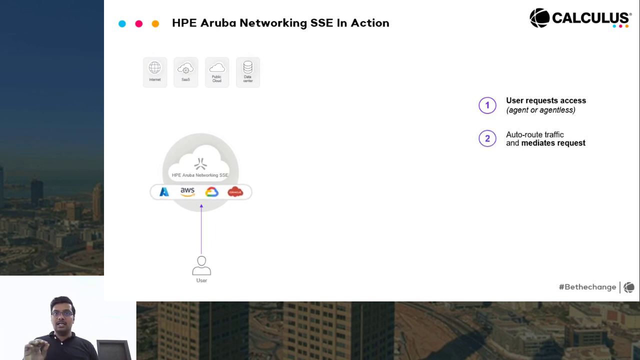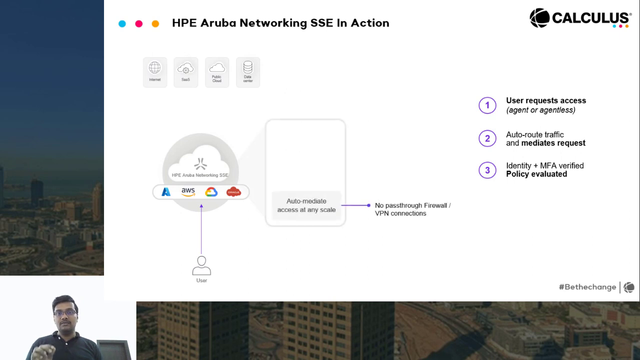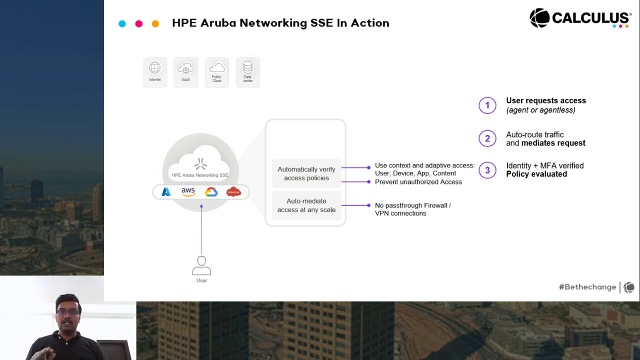Next, the connection will be automatically routed to the nearest POP. The user connection will be mediated and the user will be authorized with the username and password. If MFA is configured, a token based authentication will also be done. Next, the access policies will be validated, whether to allow the connection or deny it, right?